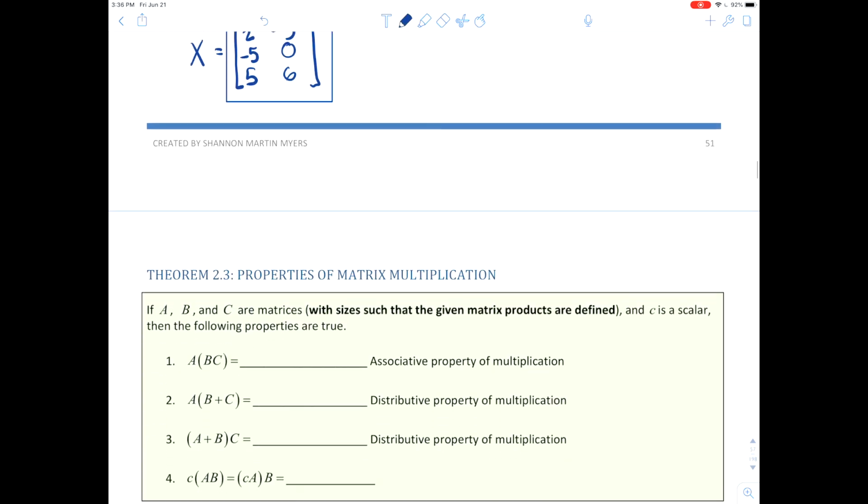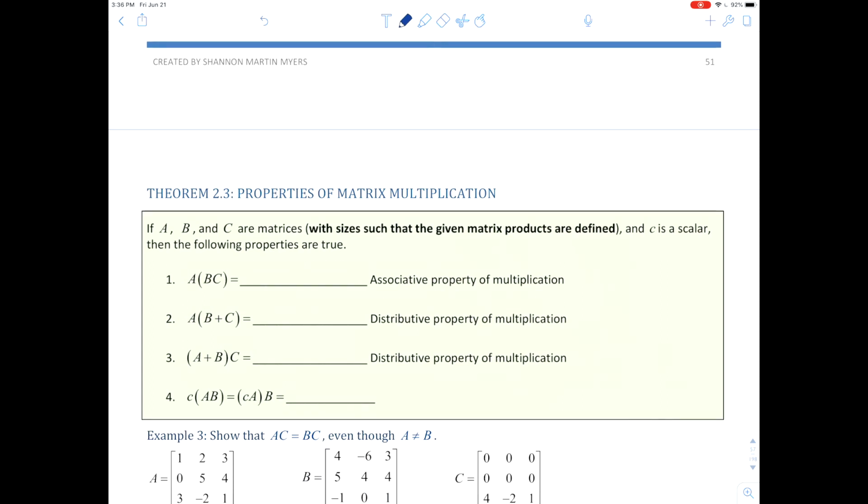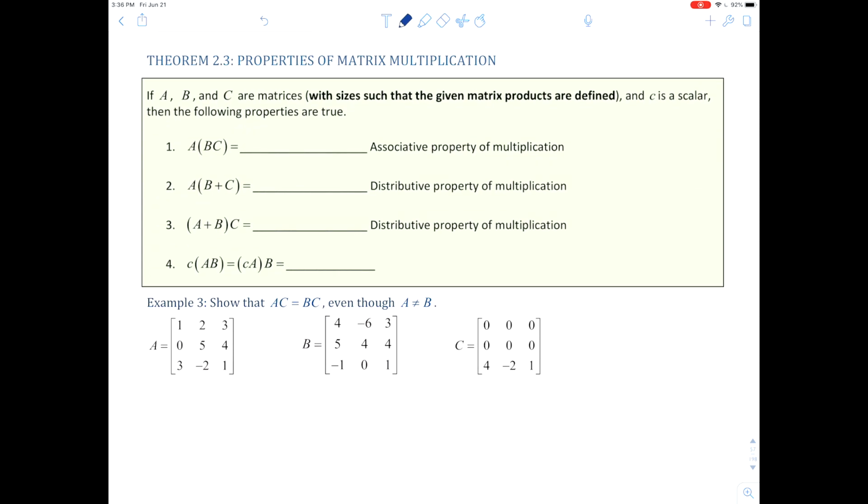All right, so next up we come to some more properties: properties of matrix multiplication. If A, B, and C are matrices with sizes such that the given matrix products are defined, and C is a scalar, then the following properties are true. I bolded that part for a reason. Given that the dimensions work out and you can multiply these three together, matrix multiplication is associative. So A times quantity B times C would equal A times B, that quantity, times C.